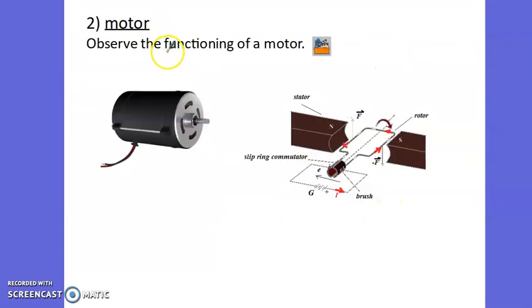Now, the motor functions in the same way, but opposite to the AC generator. In this motor, an AC motor, we have the same here, magnet, N S. We call it the stator, because this is static. And the coil turns, we call it the rotor.